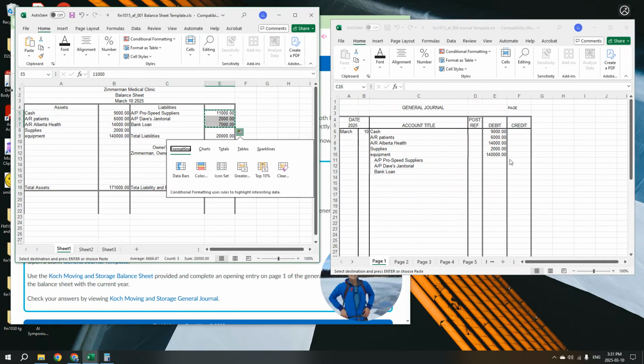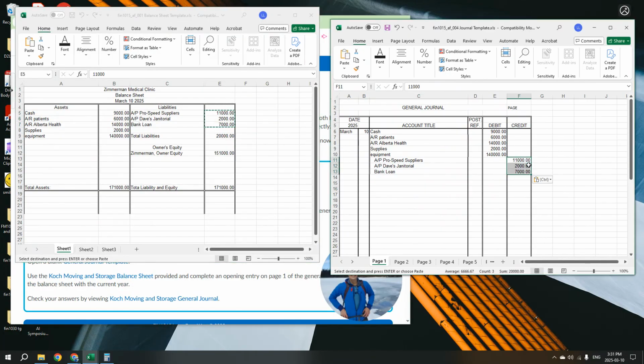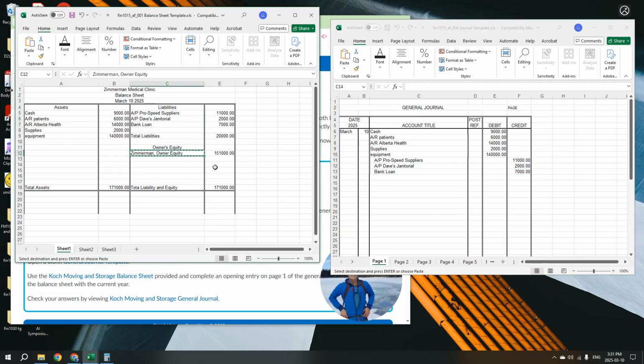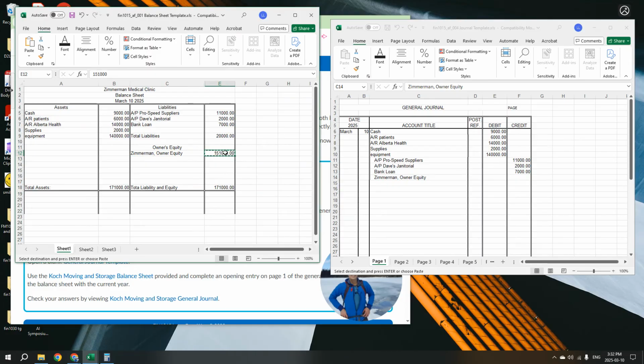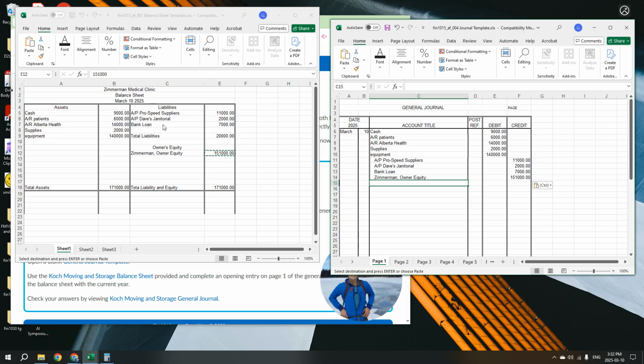Now, remember, these are liabilities, so this should be in the credit column. And then lastly, we have Zimmerman equity. Again, increase indent. Okay? And then one final thing that we need to put in is the source.